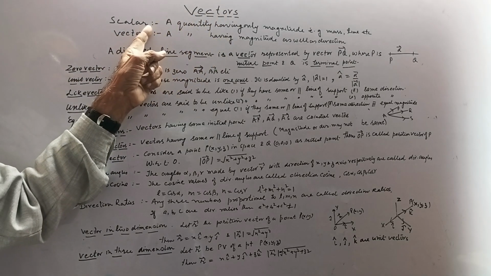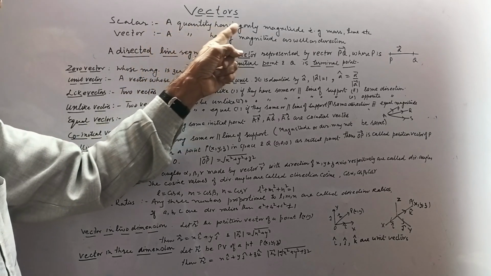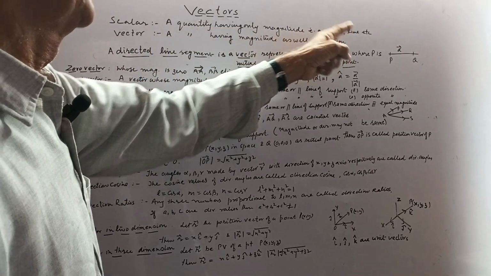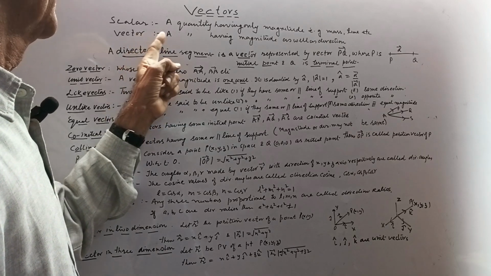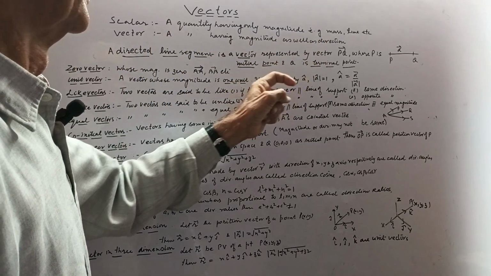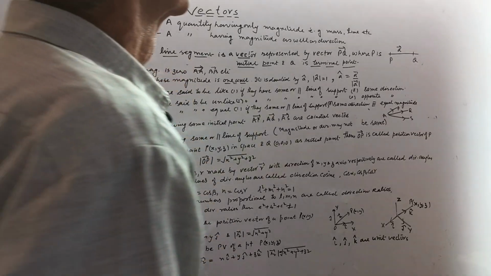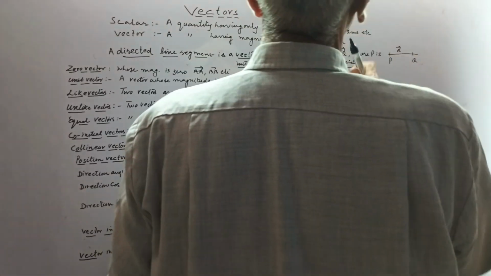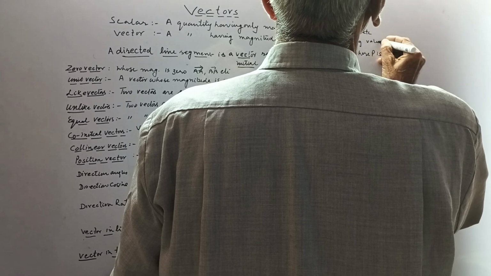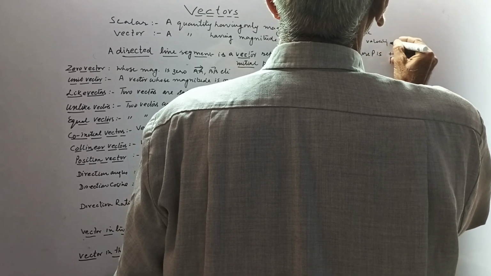Vectors. Scalar quantity: a quantity having only magnitude, for example, mass, time, etc. Vector quantity: a quantity having magnitude as well as direction, for example, velocity, displacement.